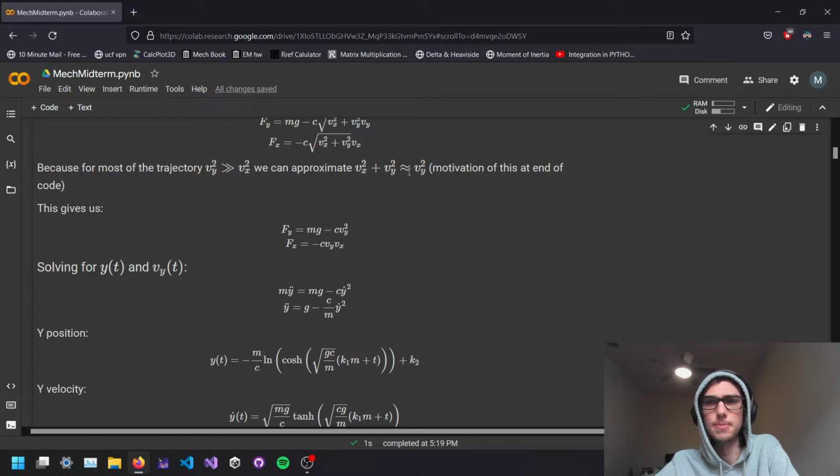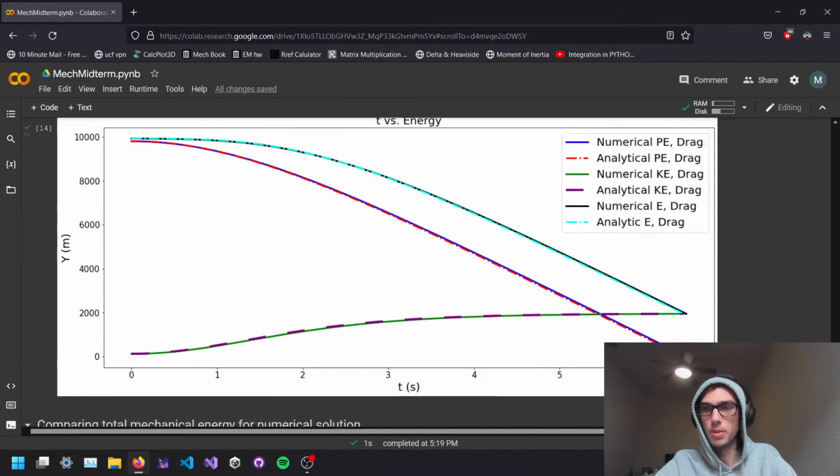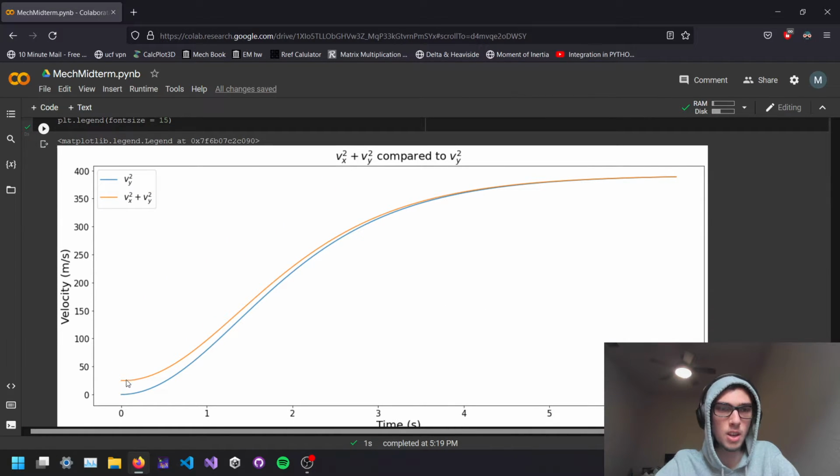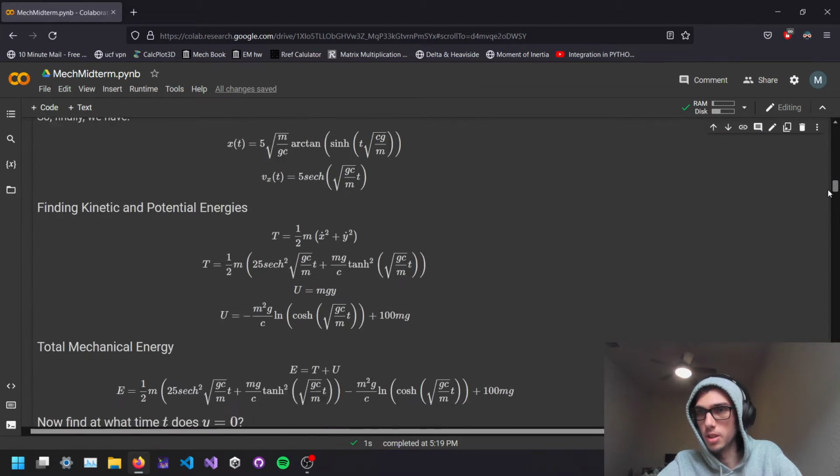And I confirmed the validity of this approximation using the numerical results I got. So I have the graph of that at the bottom here. So we can see that for most of the trajectory, Vx squared plus Vy squared is pretty close to Vy squared. And it turns out it is actually a very good approximation.